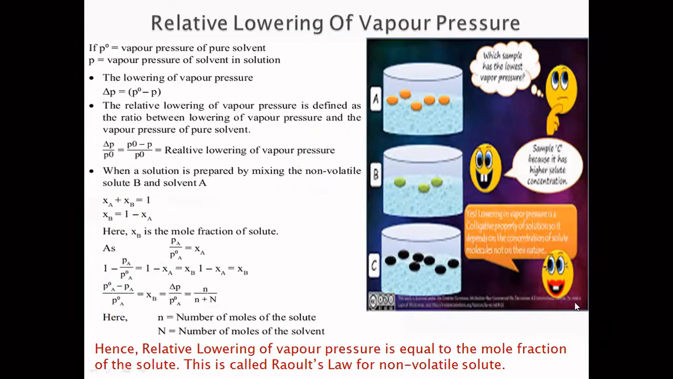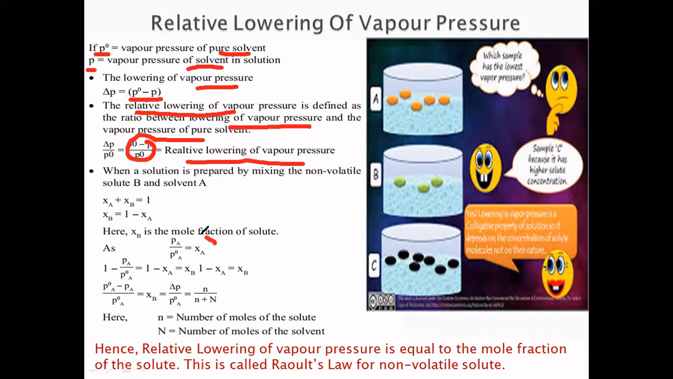It is about the first colligative property, relative lowering of vapor pressure. That's right, relative lowering of vapor pressure. We already know what vapor pressure means. Let us assume P naught is the vapor pressure of pure solvent and P is the vapor pressure of the solution. So lowering of vapor pressure will be P naught minus P. But relative lowering of vapor pressure may be defined as the ratio between lowering of vapor pressure and the vapor pressure of pure solvent. So this will be relative lowering of vapor pressure.